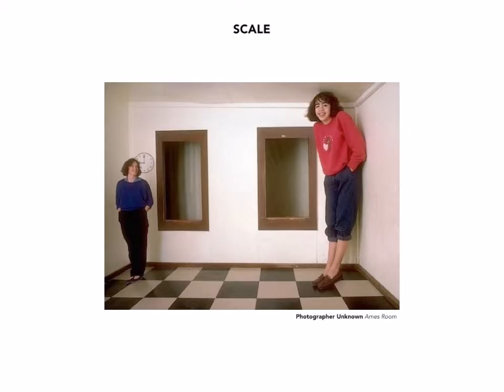This is what's called an Ames room, which has been constructed to look like an average room, but has been made in such a way that the farthest corner on the left appears to be the same distance from the camera as the farthest corner on the right, when in fact that is not the case.